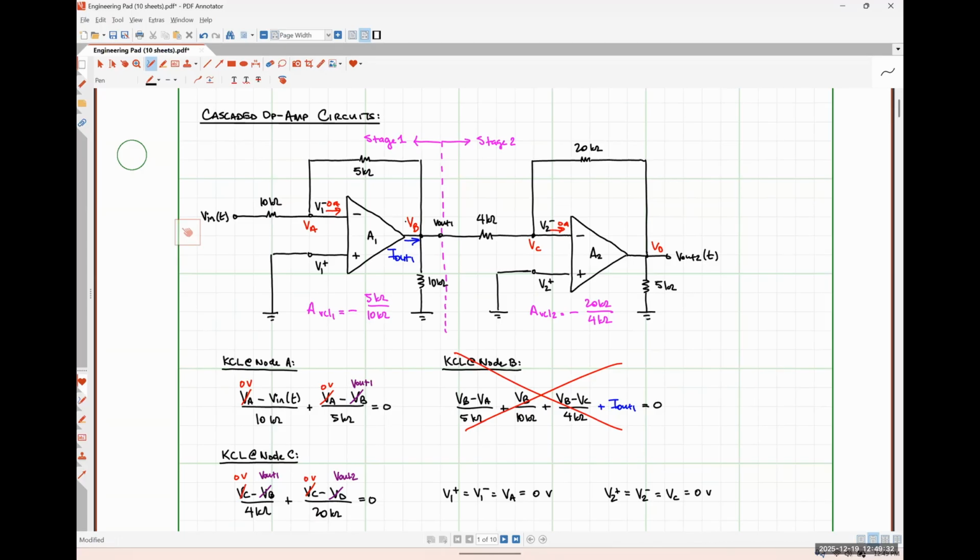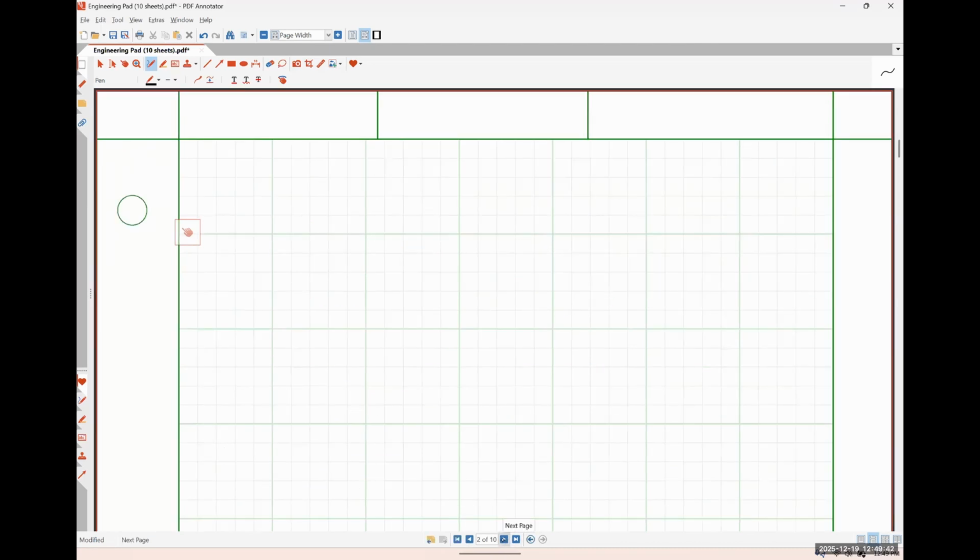Okay, so now I want to look at a very commonly used cascaded op-amp circuit. This circuit is what's called an instrumentation amplifier.